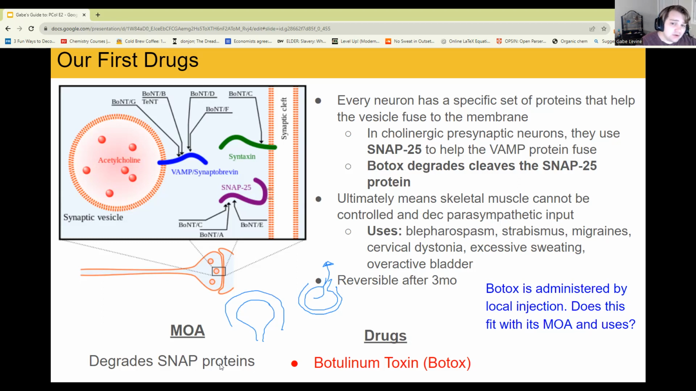Well, if you're giving it by local injection, then it could just spill into the bloodstream. So it could just do that. We only really worry about crossing membranes if you're doing absorption, not necessarily just direct injection. Good question, though.